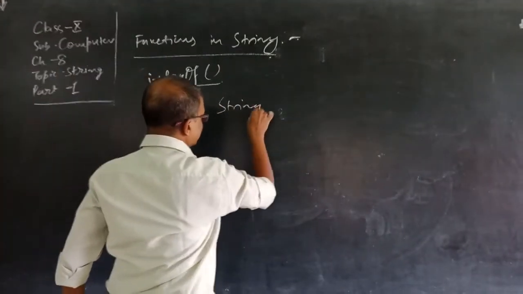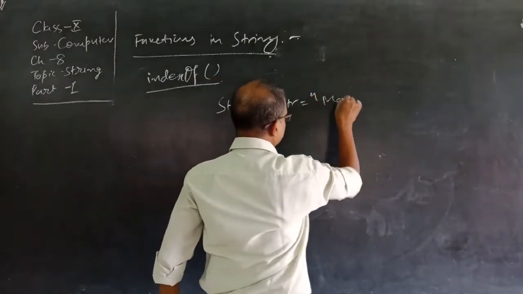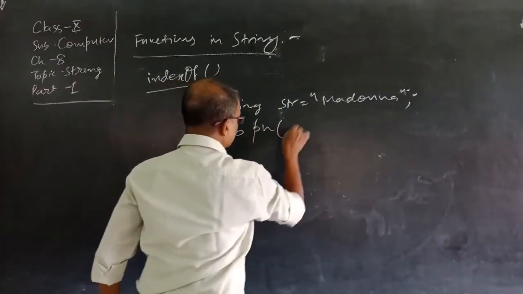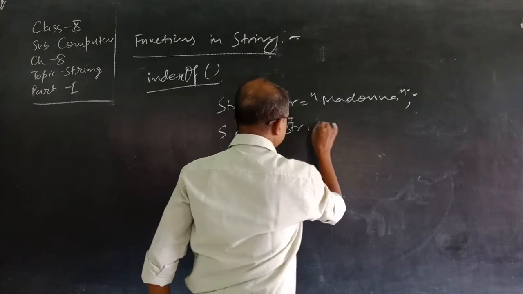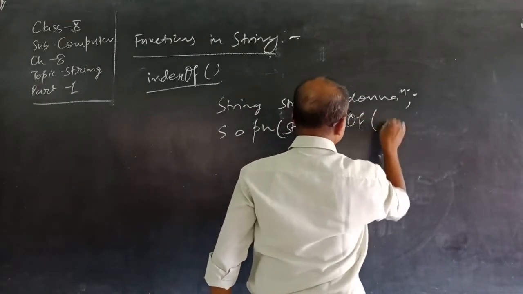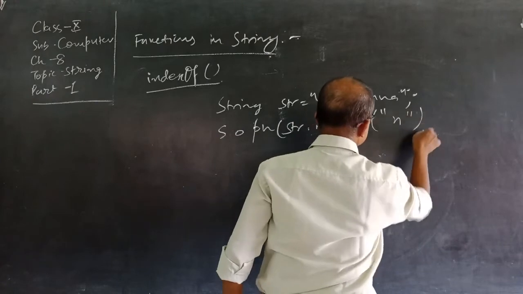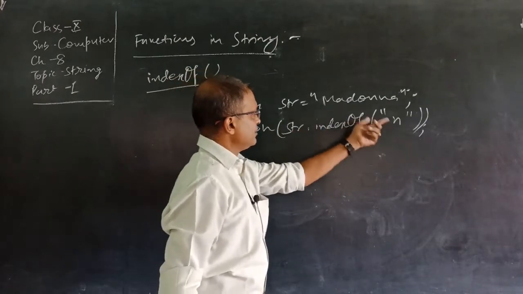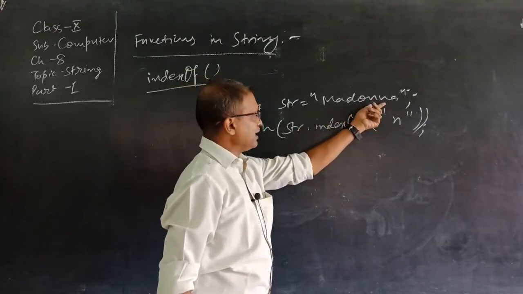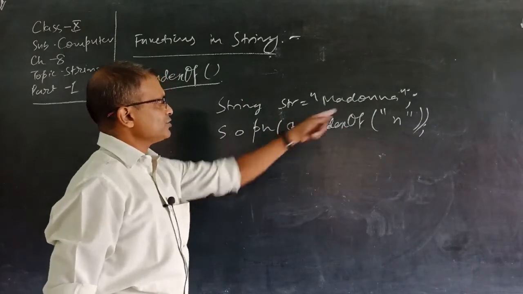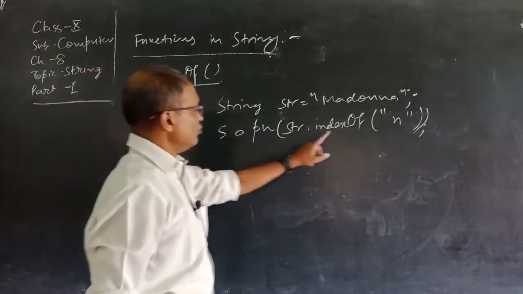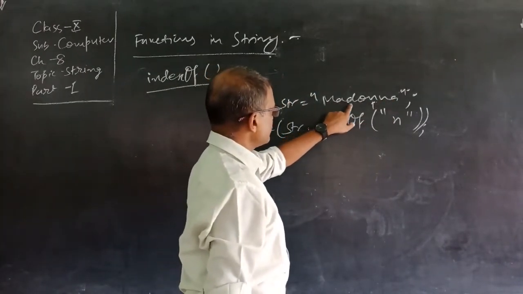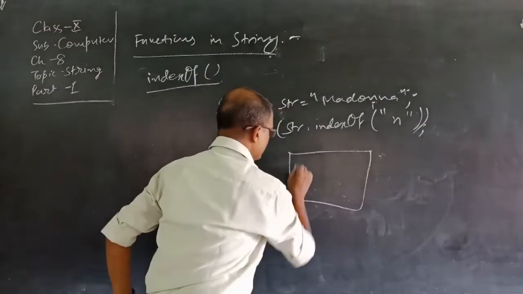Suppose here is a string str equal to Madonna, and we have to find str.indexOf, the index of n. So what will it return? In this string Madonna, there are two n present, but it will return the first occurrence of n. The first occurrence of n is this, and what is its index? 0, 1, 2, 3, 4, so it will return 4.